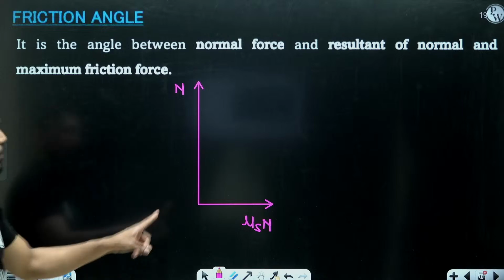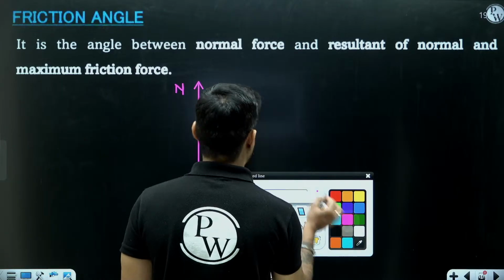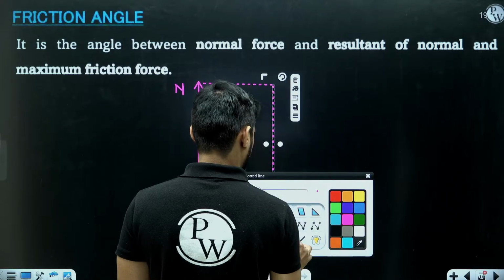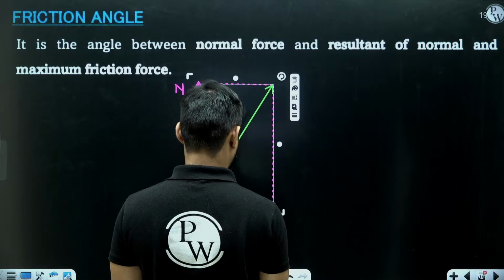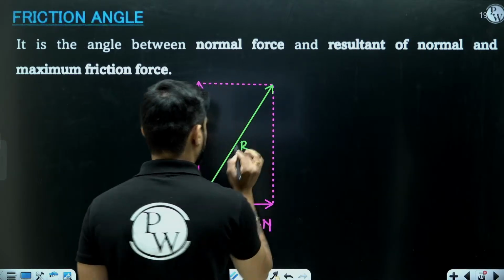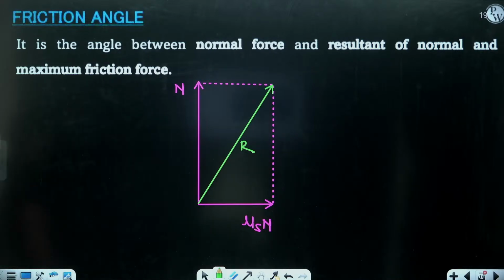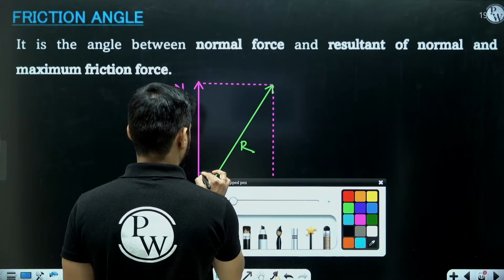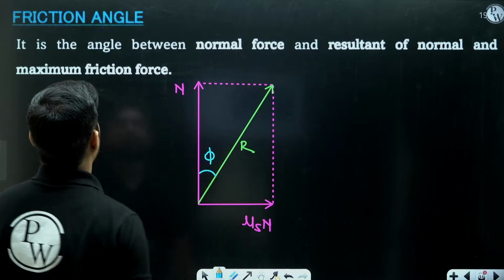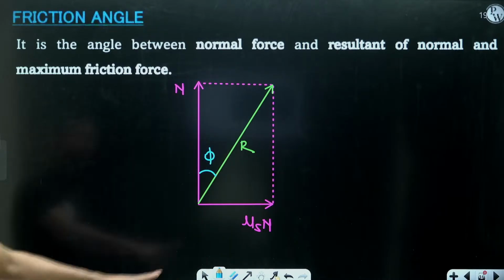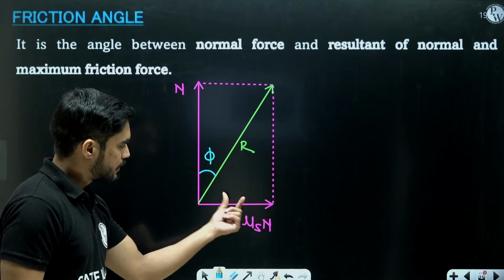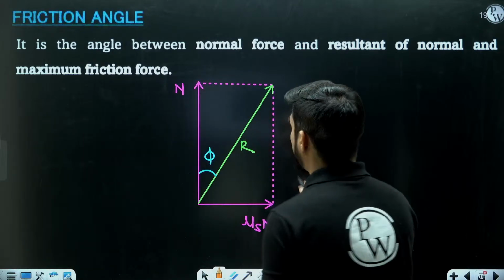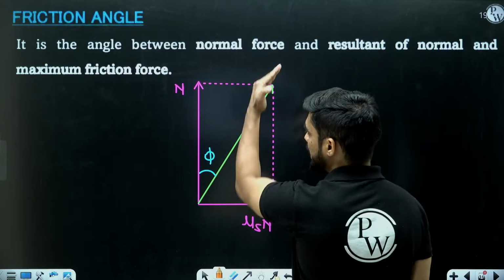In some cases, instead of taking these two forces separately, we'll consider their resultant. Let's say this is the resultant, R. The angle between this R and the normal force is known as friction angle. If it is a static friction force, this will be a static friction angle. If it is a kinetic friction force, it will be a kinetic friction angle. So this phi is known as friction angle, which is the angle between the resultant and the normal force.